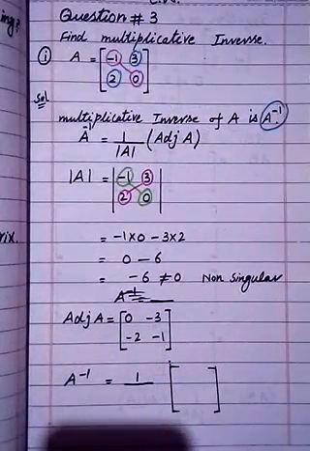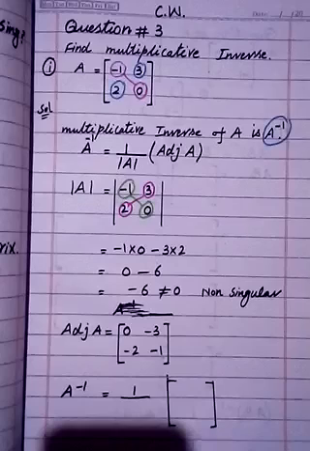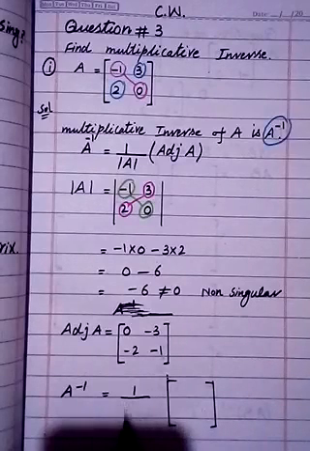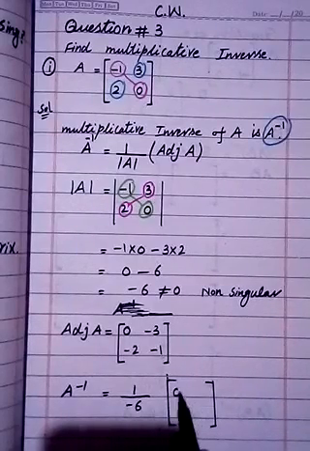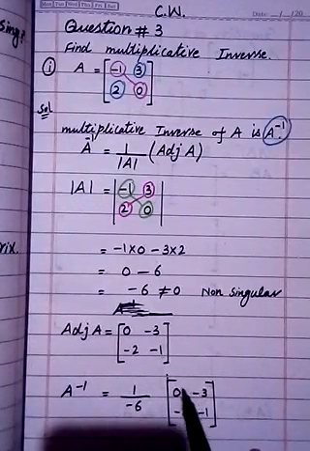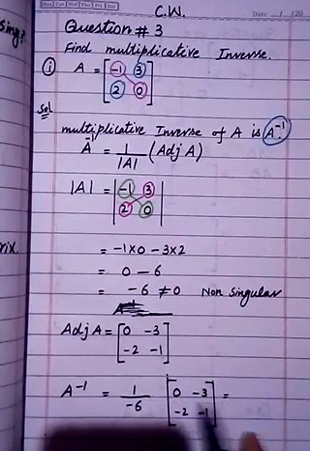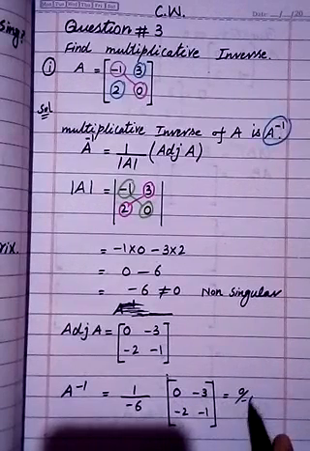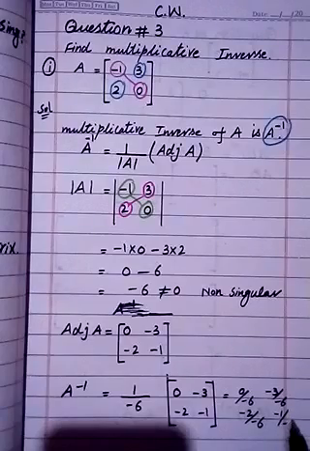Now, you have to find the determinant and also adjoint A. Now, you have to put the values in the formula. A inverse equals 1 by determinant A, which is minus 6. Now, adjoint is 0, minus 3, minus 2 and minus 1. So, each entry of adjoint A is divided by minus 6. So, you get 0 by minus 6, minus 3 by minus 6, minus 2 by minus 6 and minus 1 by minus 6.